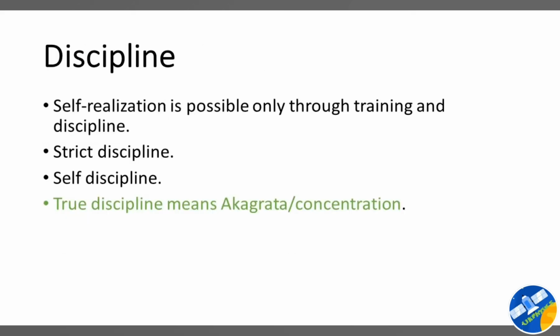Next, discipline. Discipline is very important here. It is said that self-realization is possible only through training and discipline. Strict discipline was observed. However, that strict discipline should come from self rather than being imposed by somebody. True discipline means Ekagrata or concentration. This Ekagrata is the stage when the child gains control over all his senses, mind, intellect, ego and consciousness.